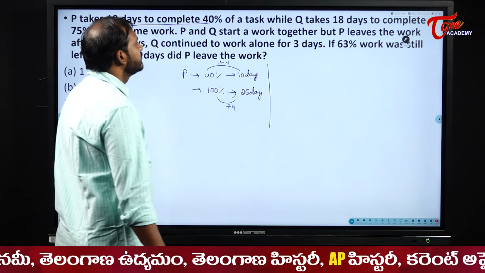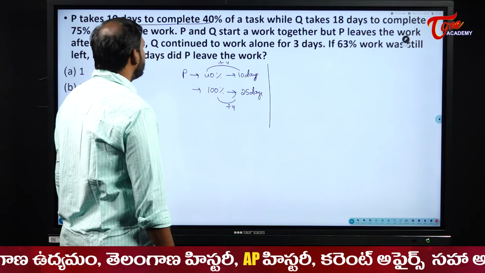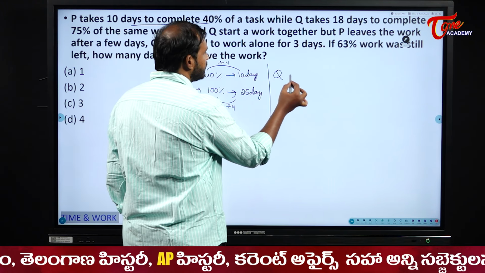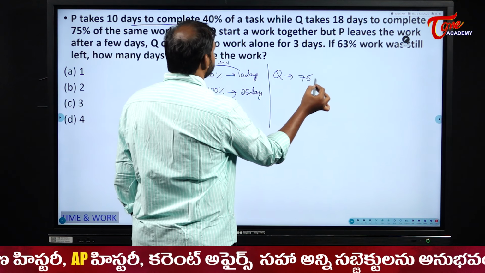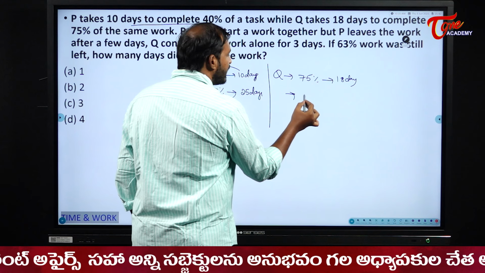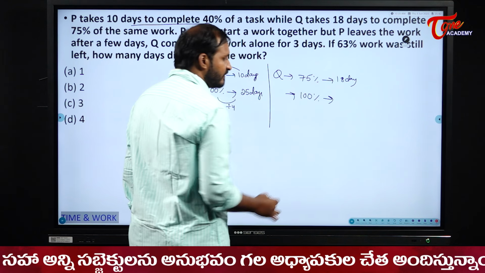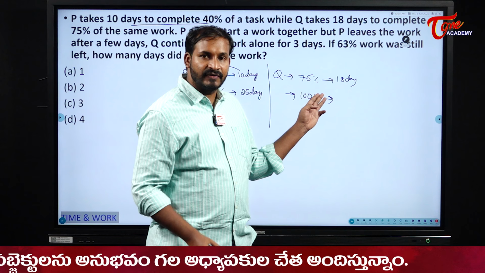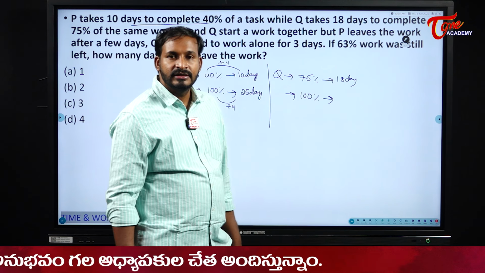Next, Q takes 18 days to complete 75% of the same work. 75% of work in how many days? 18 days. Then 100% of work. See here, students, very simple. 75 means 3 25s, right? So divide 18 by 3. What is it? 6 days.